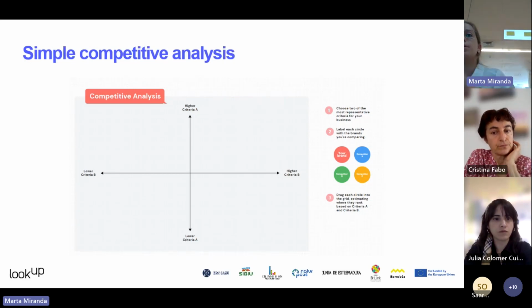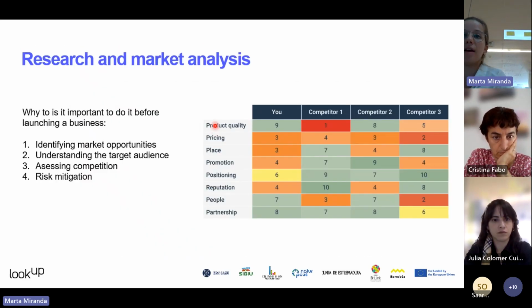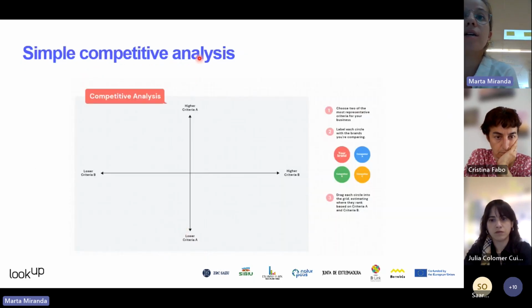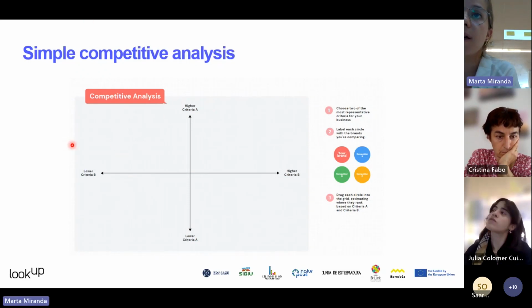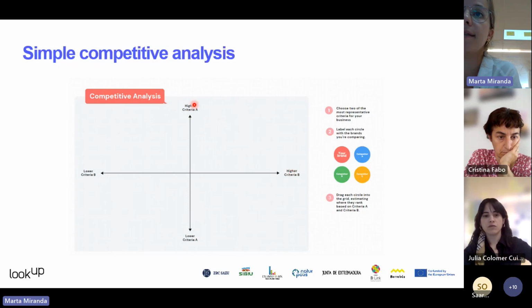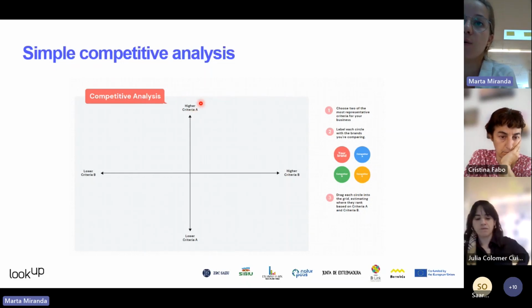Here we have a simpler competitive analysis, and instead of selecting a large list of features, we're just going to select two criteria. I don't know if you can see it. It is very small, but for example, here you can see criteria A and criteria B. The highest performance of criteria A is here, and the lowest here.